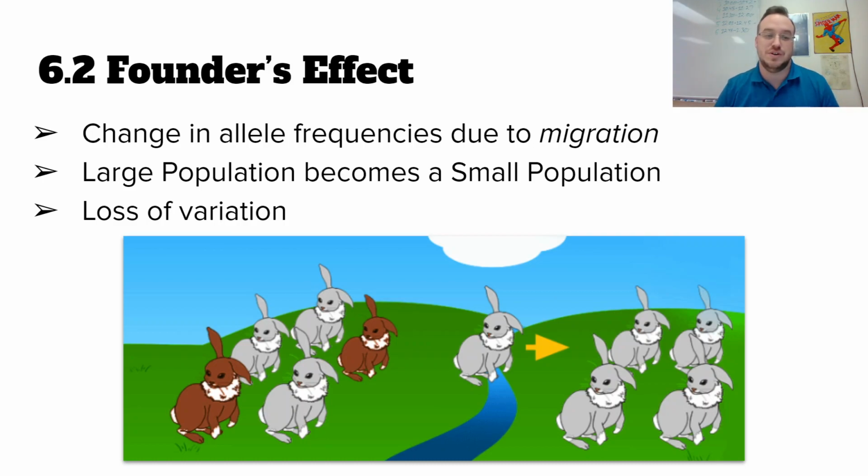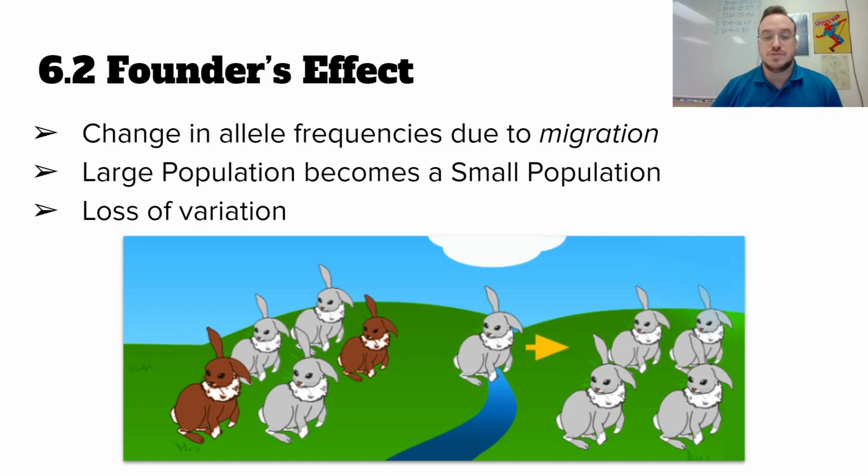You will see it both ways. It just kind of depends on what you're looking at, right? And this is the change in allele frequencies due to migration. So if a small population leaves a larger population and goes to a new place, then that population starts reproducing on their own. We're going to see that same loss of variation that we saw with the bottleneck effect, but it's not due to some catastrophic event. It's just due to part of the population leaving, right?